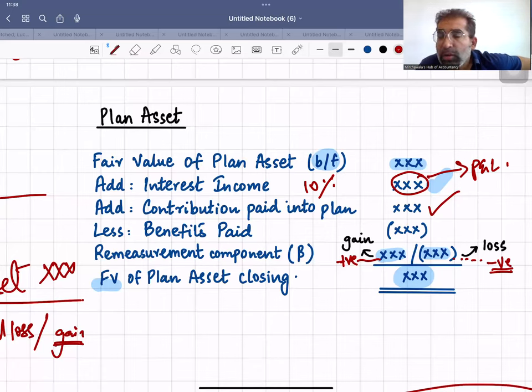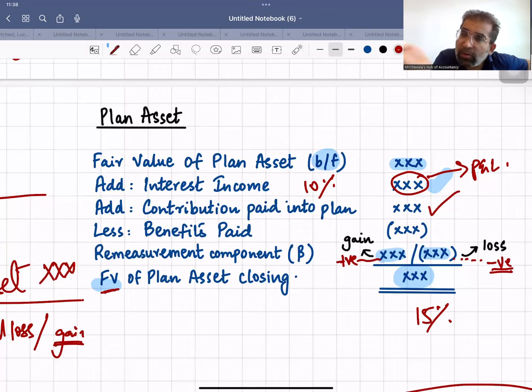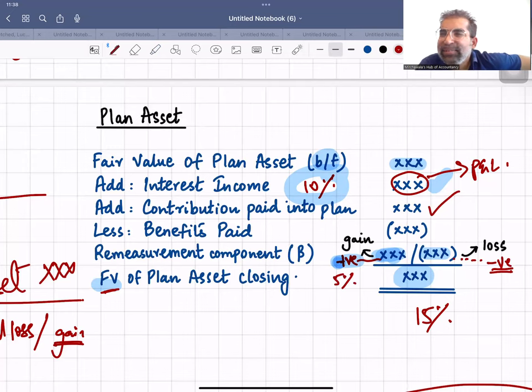To maintain the equality. But at the year end, there is a possibility that the stock market goes up by 15%. That means you got a gain of 15%, your values went up by 15%, but you booked interest income of only 10%. So there will automatically be a 5% gain here. So if your investment moves up or down, the extra amount will be adjusted in the remeasurement component, or we call it actuarial gain or loss, and it goes in OCI. This is the logic.